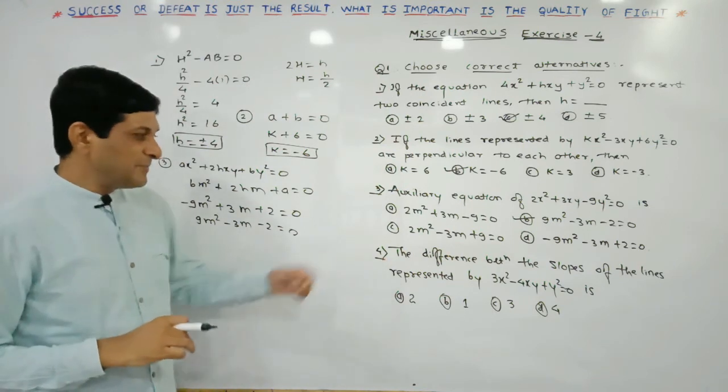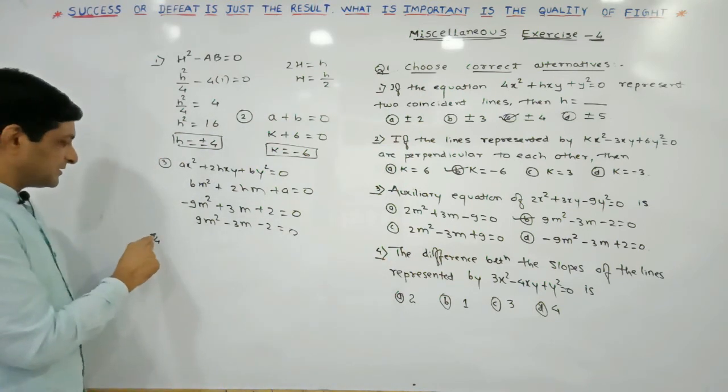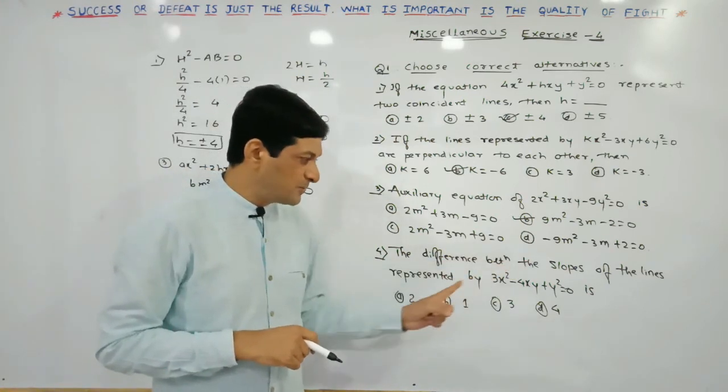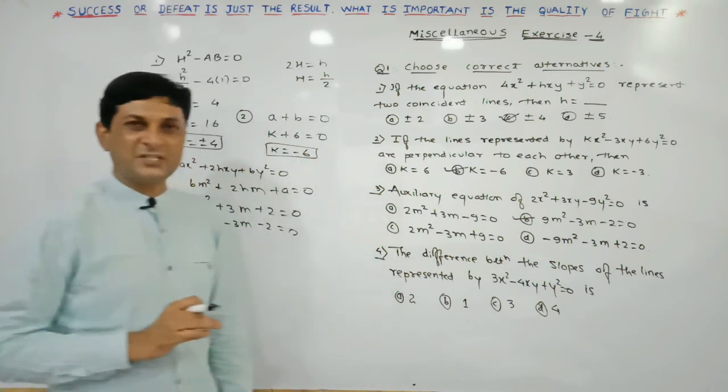Now in the last example, in question number 4, what is given? What we have to find out? The difference between the slopes of the lines represented by this homogeneous equation.